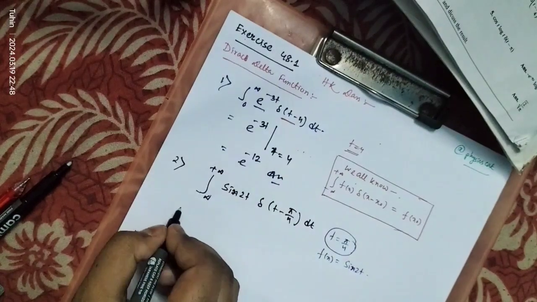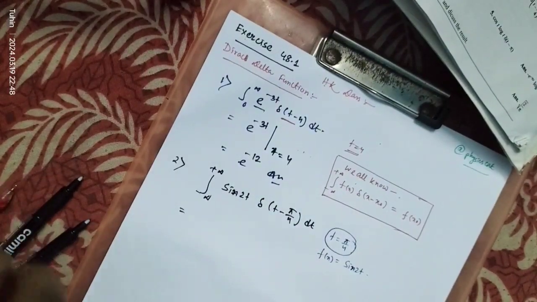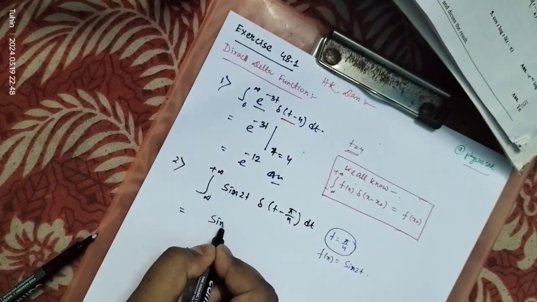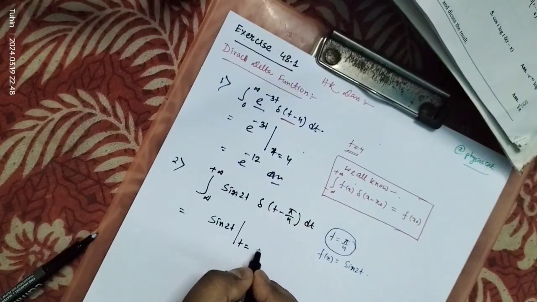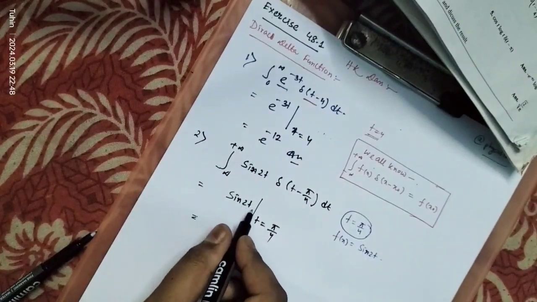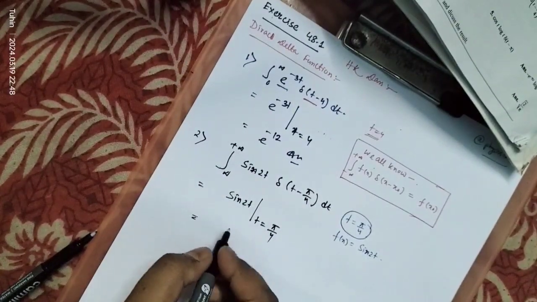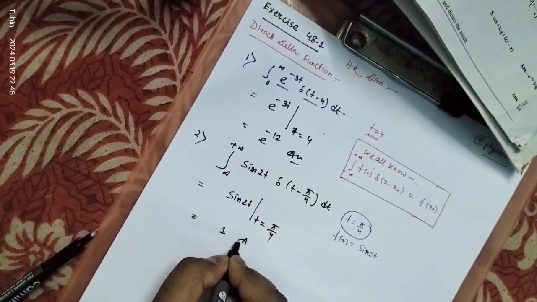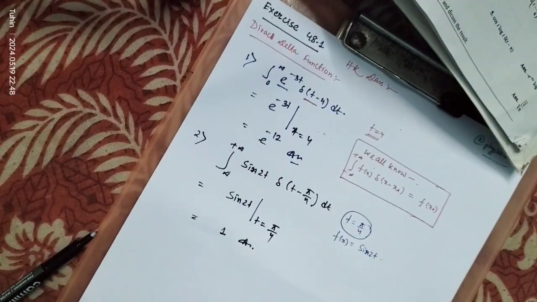So here also you can write sin 2t at t equal to pi by 4. Now substitute: sin of 2 into pi by 4, which is sin pi by 2, equal to 1. So this is the answer. Very easy. Now let's start the next problem.